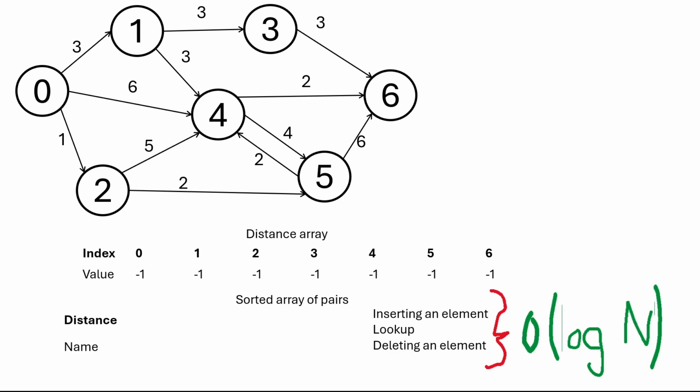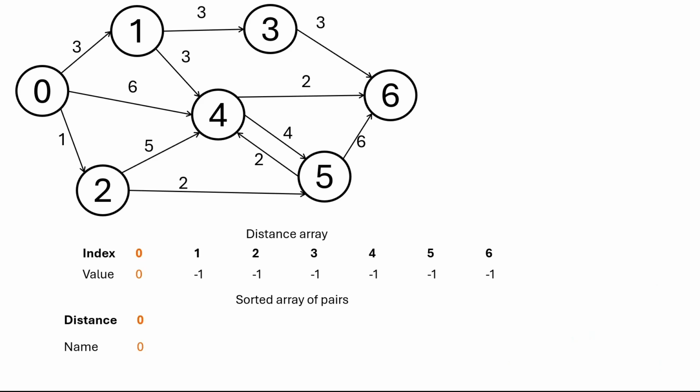This is often implemented with a tree. It's not important for you right now to know the details. Just trust that we can insert, delete, and look for any element in that sorted array in O of log n time, where n is the number of elements inside it. It will remain sorted without us having to do anything. Our algorithm starts by setting the distance of the starting node to 0 in both arrays. Then we choose the first node in our sorted array.